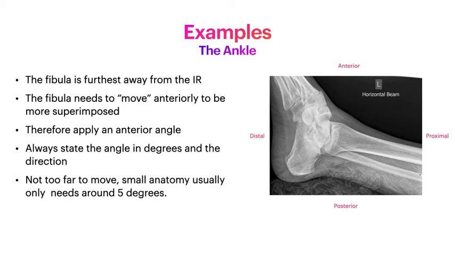And now, exam tip: always state the angle in degrees and the direction, and you can't state a range, you have to state an exact number. So for small anatomy, anywhere between 3 and 10 degrees is usually acceptable. Usually around 5 degrees for most small anatomy. It's not too far looking at the image, is it?